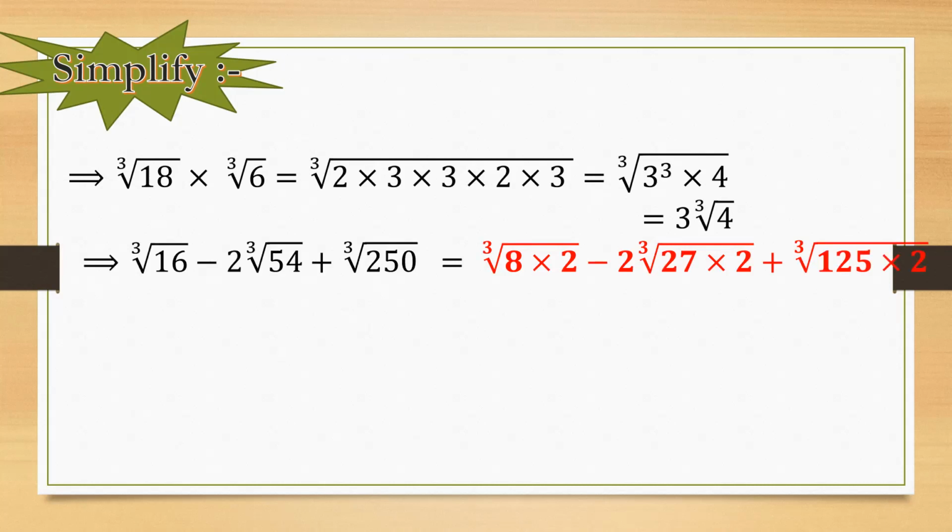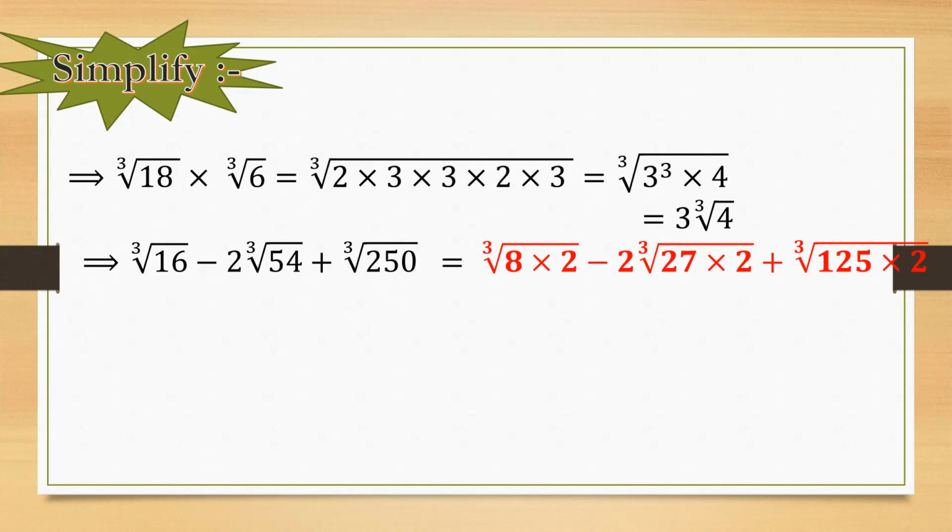Question number 2, the cube root of 16 minus 2 times the cube root of 54 plus the cube root of 250. First, I'll decompose 16. It will be 8 times 2, because 8 has a cube root but 2 doesn't. Minus 2 times the cube root of 54, it will be decomposed into 27 times 2, because 27 has a cube root. Plus the cube root of 250.